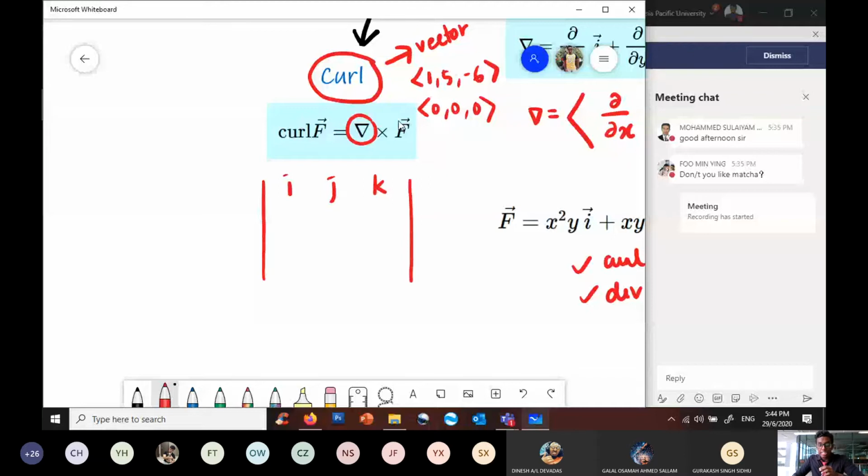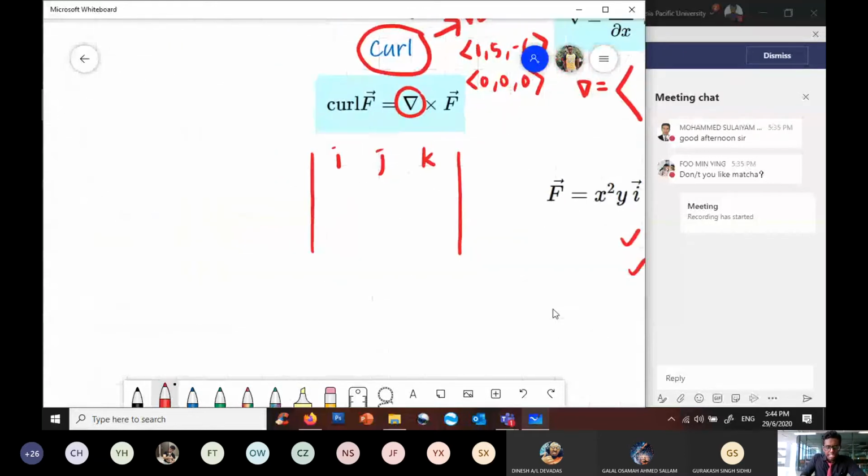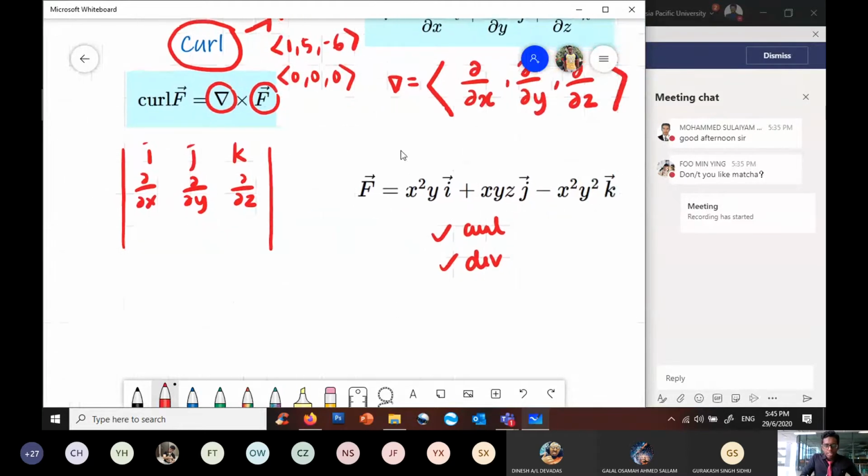Del, as we defined just now, was dou over dou x, dou over dou y, dou over dou z. So exactly that, I'm going to write that: dou over dou x, dou over dou y, dou over dou z. The third row is the thing after the cross product here, vector function F. So what is your vector function just now? The first component was x squared y. In case this is a bit hard to follow because it's ijk, let me write the same thing in vector notation here.